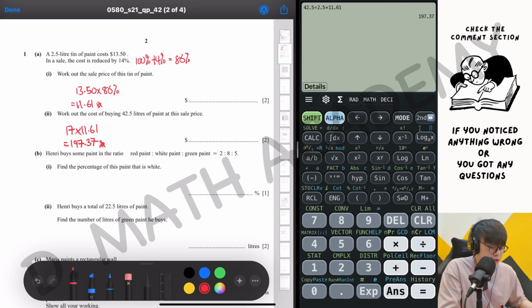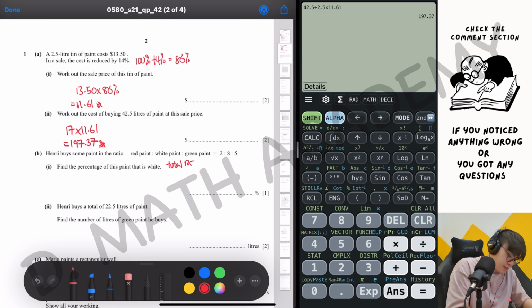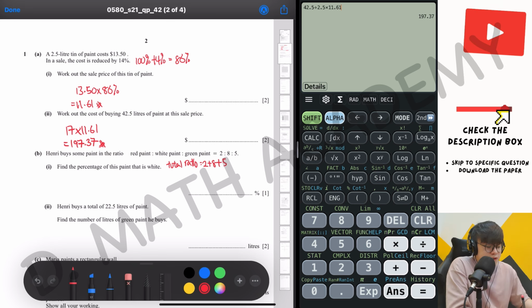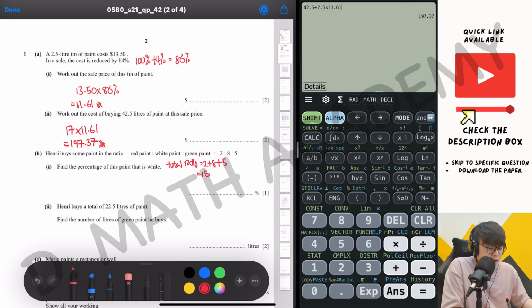And we buy the same paint in the ratio of red paint, white paint, and green paint 2 to 8 to 5. Find the percentage of the paint that is white. So to find the percentage, first you need the total ratio here. That is by taking 2 plus 8 plus 5. You should get 15 for it. So for white paint, it is 8 out of 15, and then multiply it by 100. You should be getting your result as 53.3.